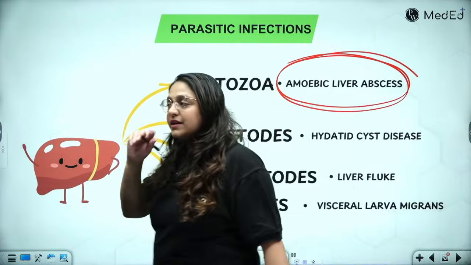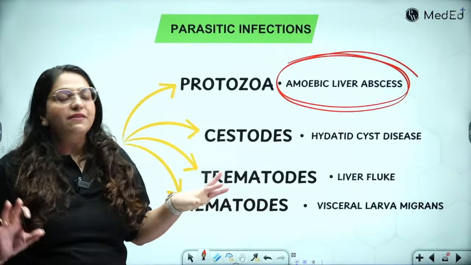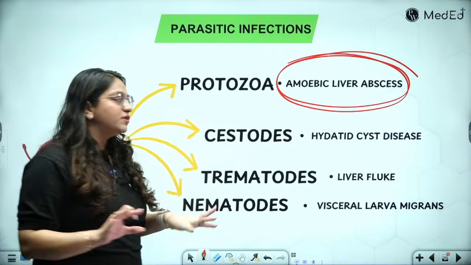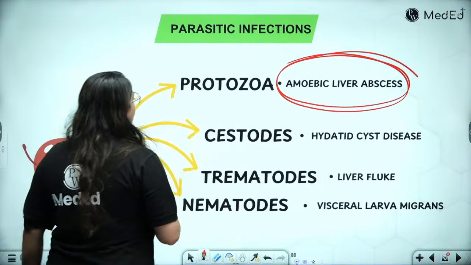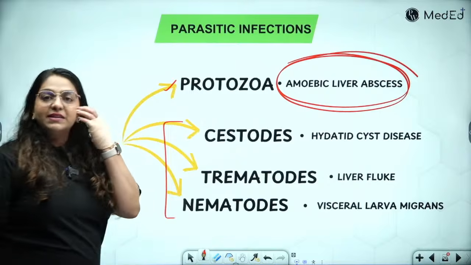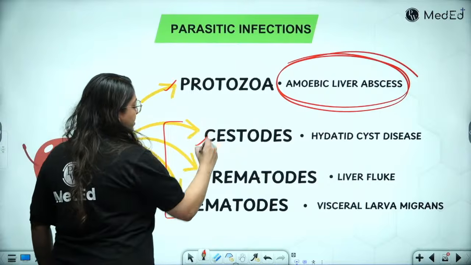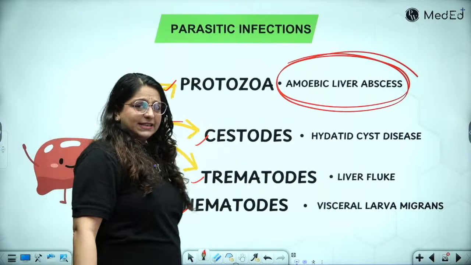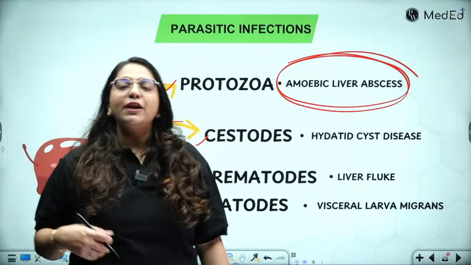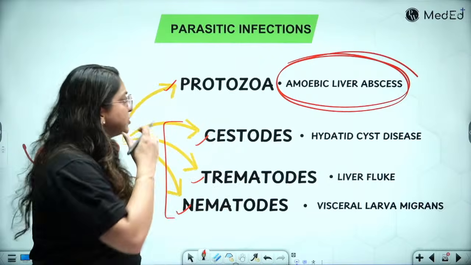Then you have certain important parasitic infections. You know that we classify the whole parasitology world into 4 categories. You have the protozoan and you have your helminths. Amongst the helminths, you have cestodes, trematodes and nematodes. Each one of these categories can cause hepatobiliary or liver infections or hepatitis.